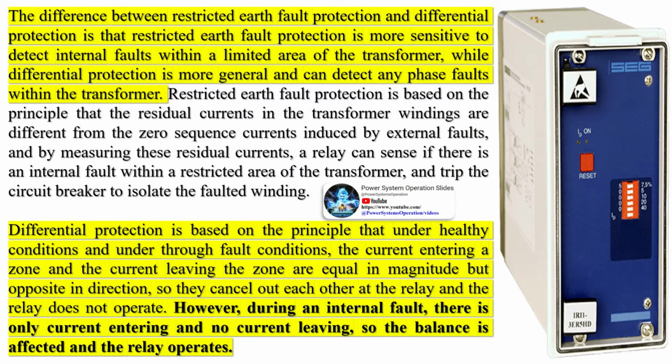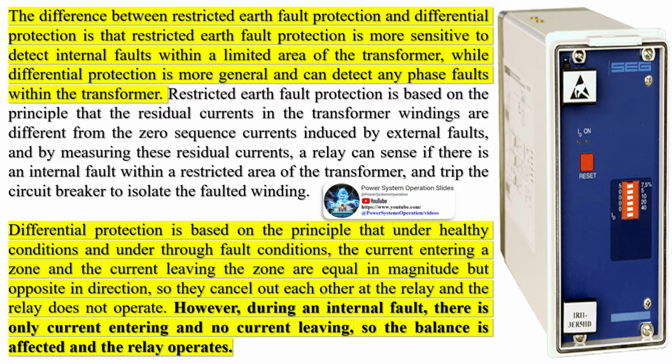The difference between restricted earth fault protection and differential protection is that restricted earth fault protection is more sensitive to detect internal faults within a limited area of the transformer, while differential protection is more general and can detect any phase faults within the transformer.